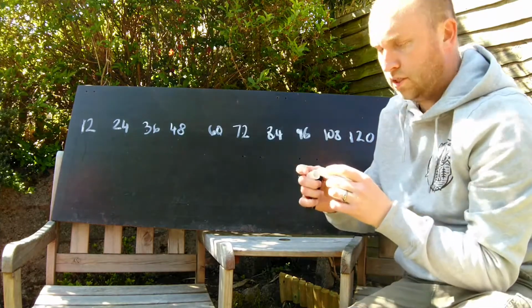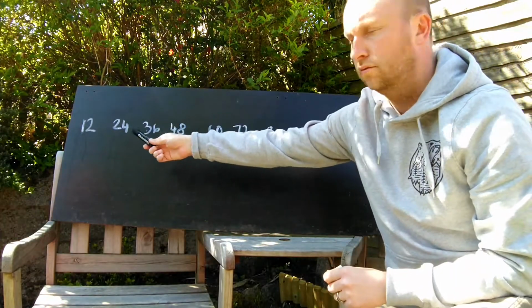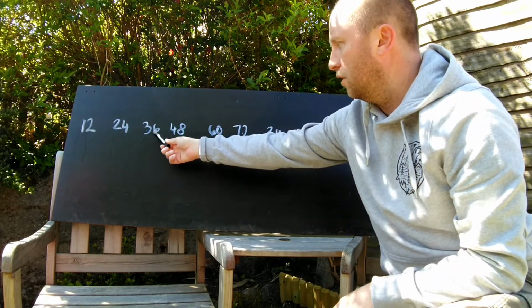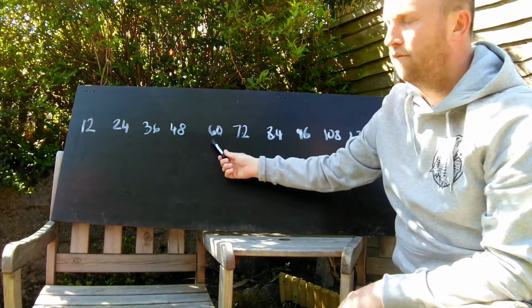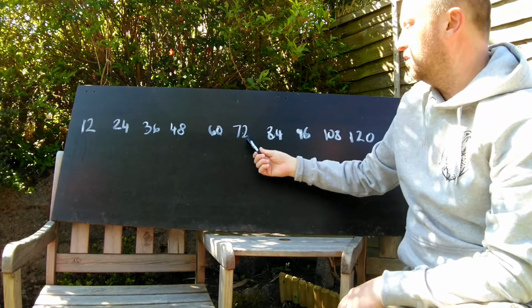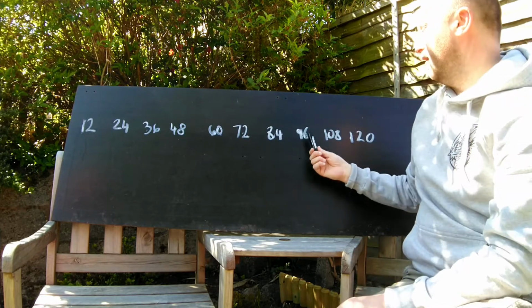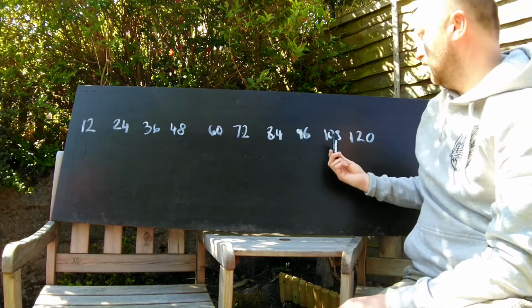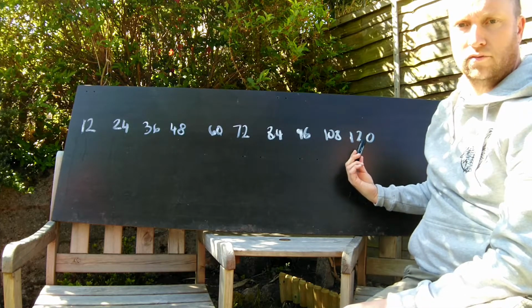Right, let's just practice those again, say them with me. So we've got 1 times 12 is 12, 2 times 12 is 24, 3 times 12 is 36, 4 times 12 is 48, 5 times 12 is 60, 6 times 12 is 72, 7 times 12 is 84, 8 times 12 is 96, 9 times 12 is 108, and then finally 10 times 12 is 120.